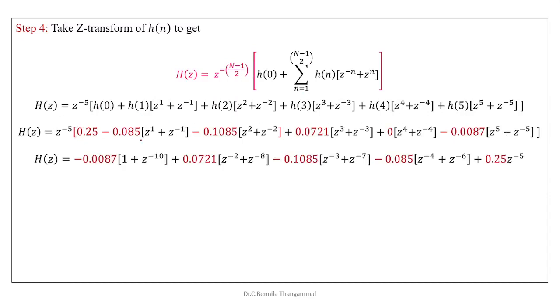If I multiply this one, here 0.007 into z power minus 5 becomes 1 plus z power minus 10. So I just rearrange this one. You just multiply with this and then rearrange. I'll get your h of z this way.